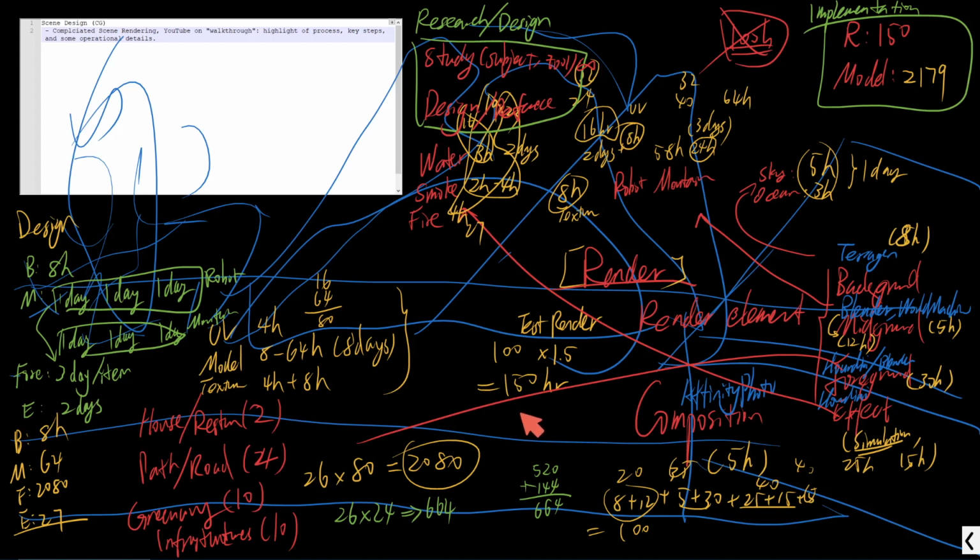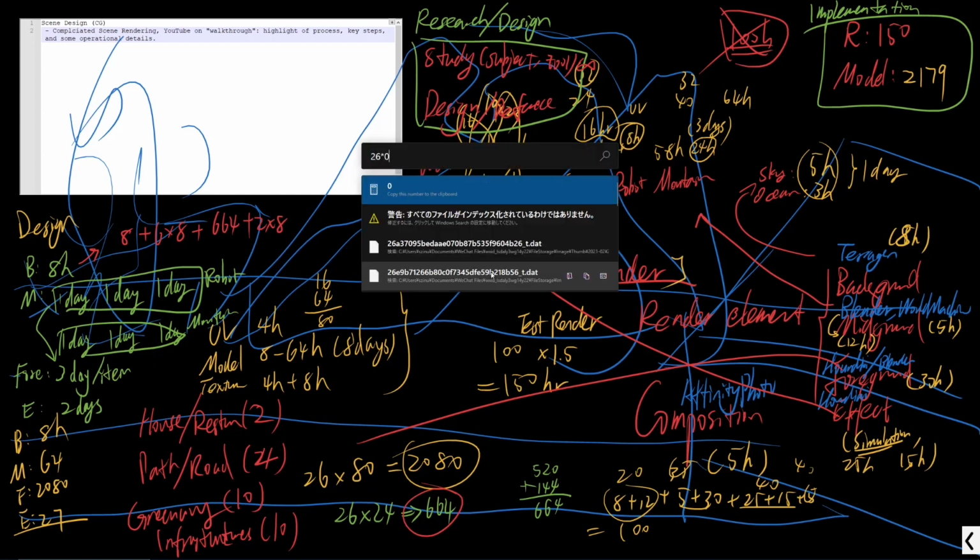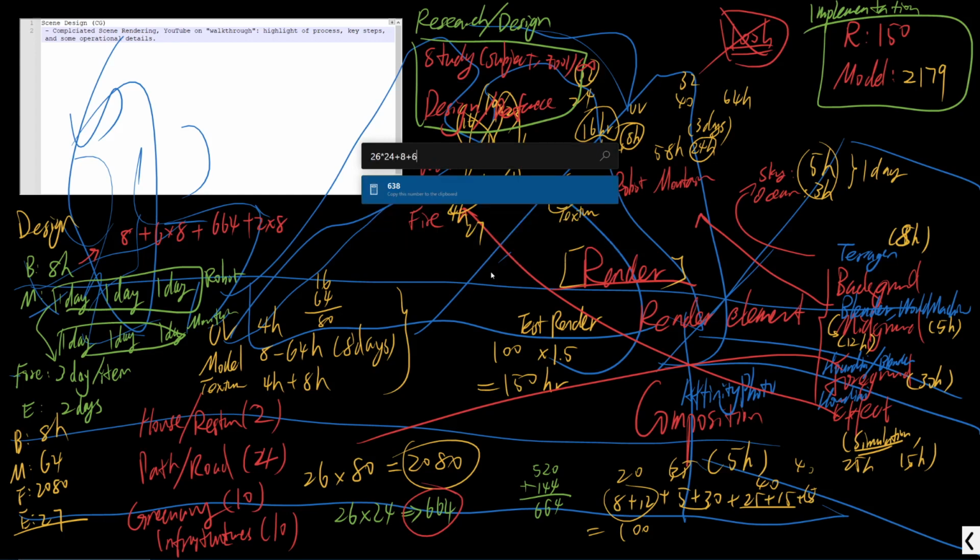So how many hours is that? If you count all the hours, this one gives us 8 plus 6 times 8 plus 664 plus, I'm going to double check this number, 2 times 8. So that is how many? Let me see, 26 times 24. Okay, it's not that much. So plus 8 plus 6 times 8 plus 2 times 8. 696 hours.